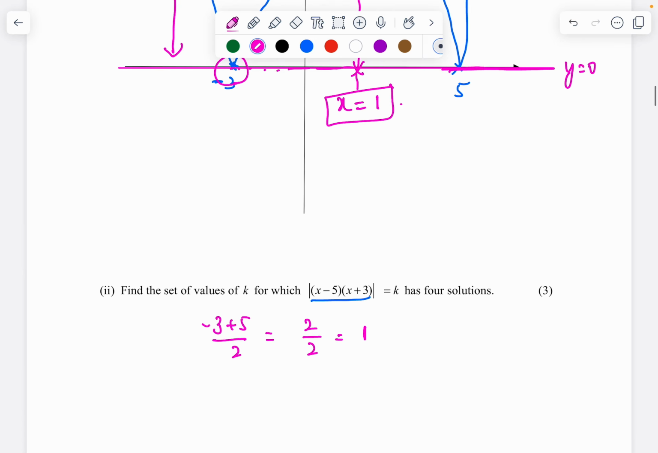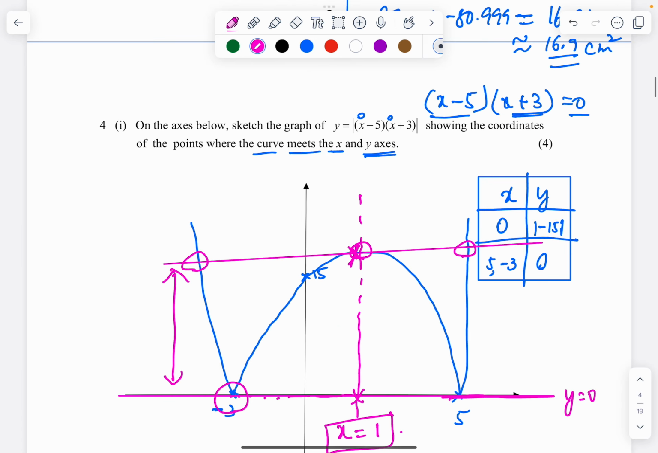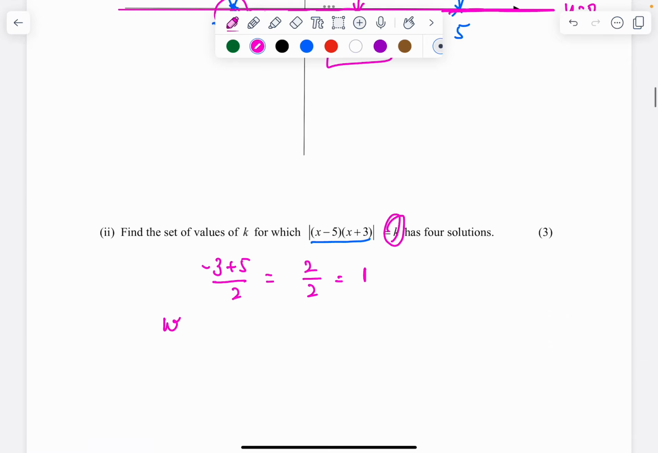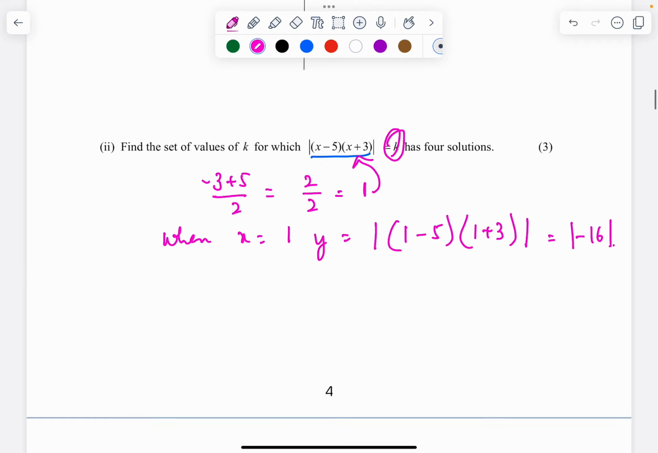But we want to know what y is here. We need this point, right? So I will substitute this in the equation. When x equal to 1, y equal to, substitute this in this equation. So it is going to be 1 minus 5 times 1 plus 3. Check how much it is. It is going to be modulus of negative 16, right?